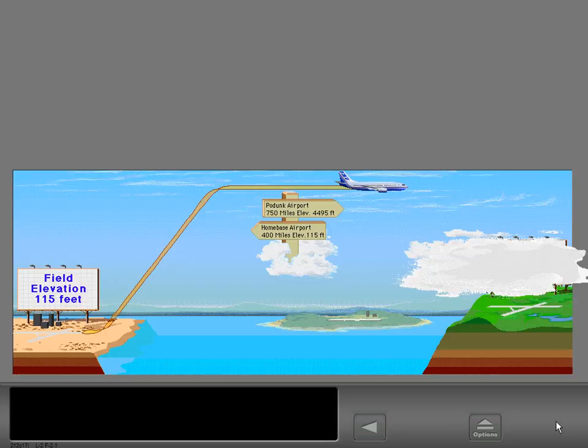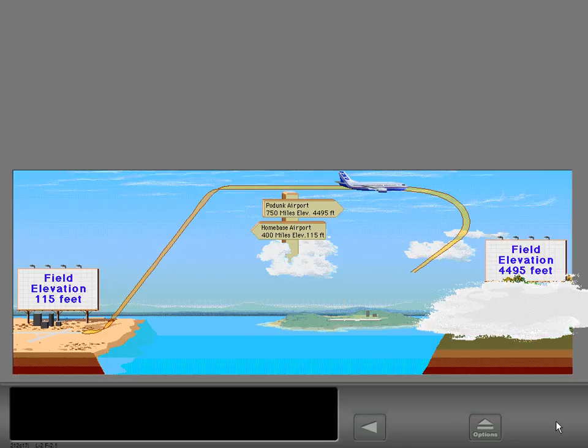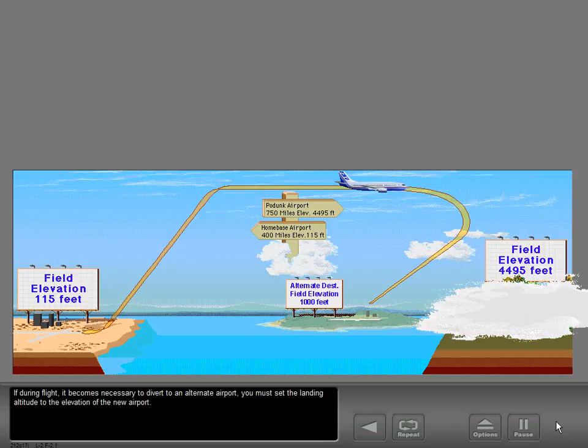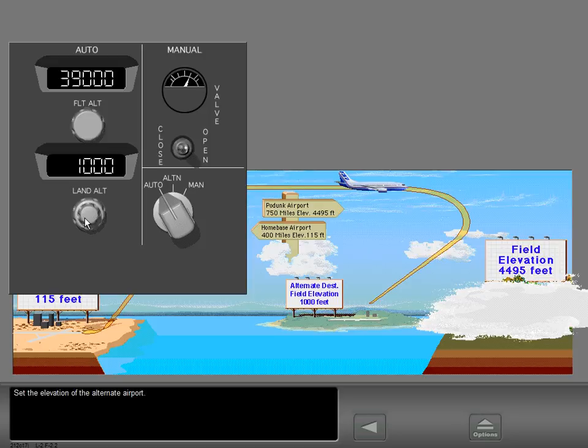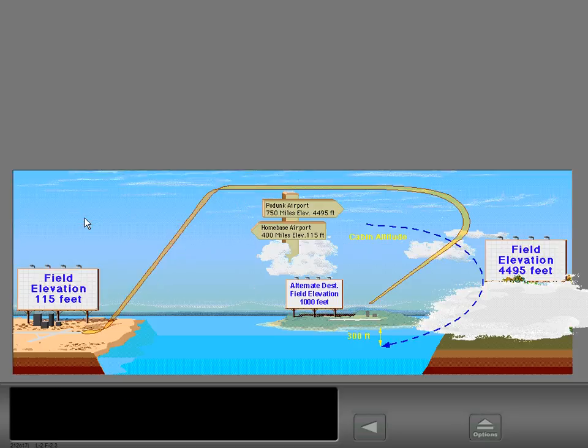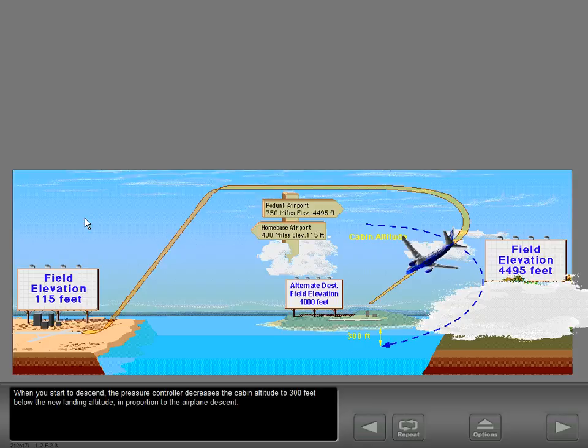If during flight it becomes necessary to divert to an alternate airport, you must set the landing altitude to the elevation of the new airport. Set the elevation of the alternate airport. When you start to descend, the pressure controller decreases the cabin altitude to 300 feet below the new landing altitude in proportion to the airplane descent.